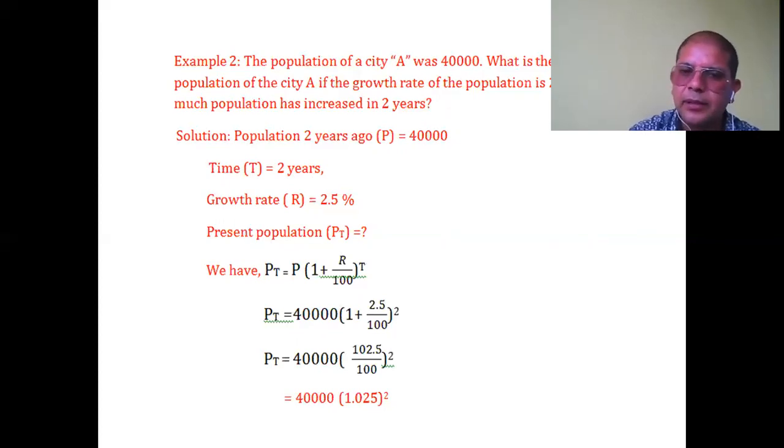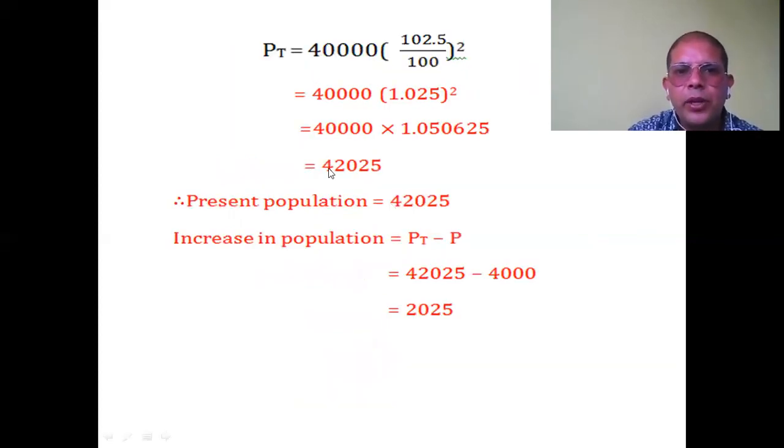After this, 42,025 is the final population. It is the present population, but our initial population is 40,000. So it is the increased population. How much did the population increase? That is 42,025 minus 40,000, which is equal to 2,025.